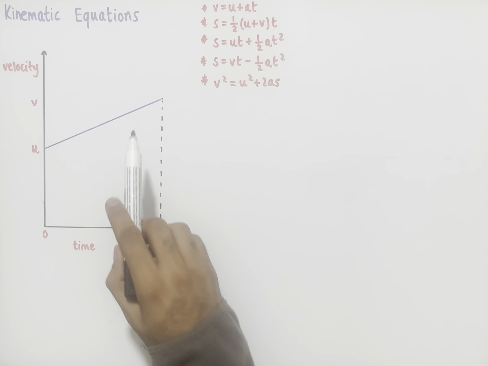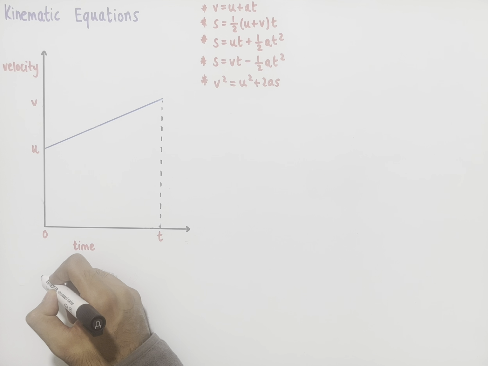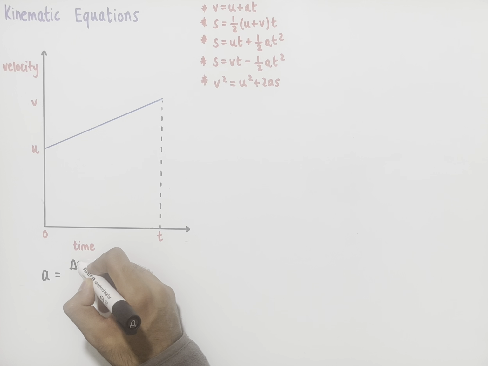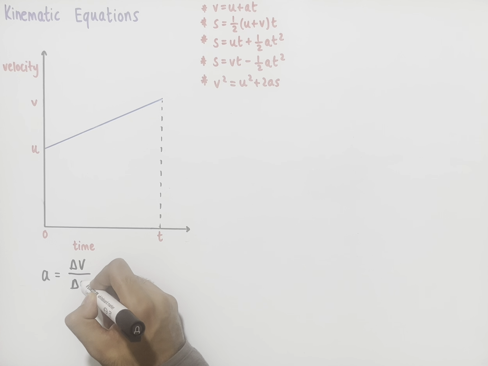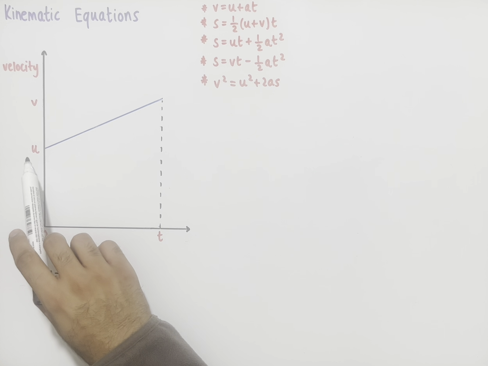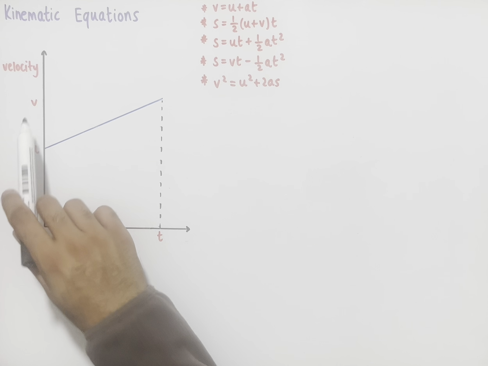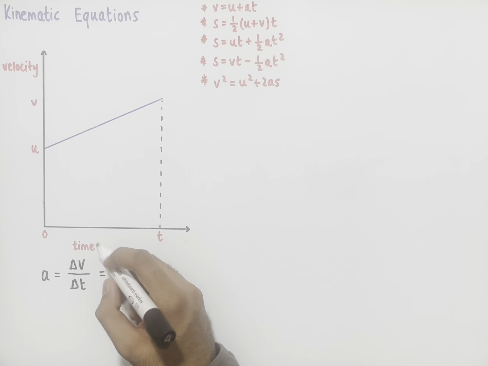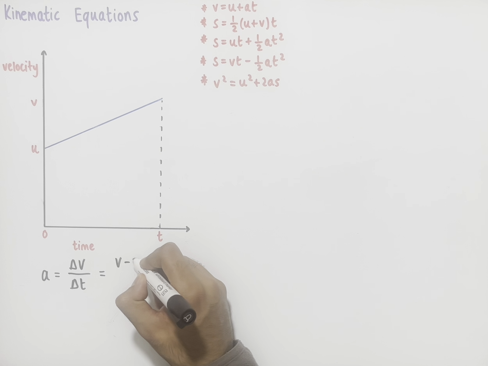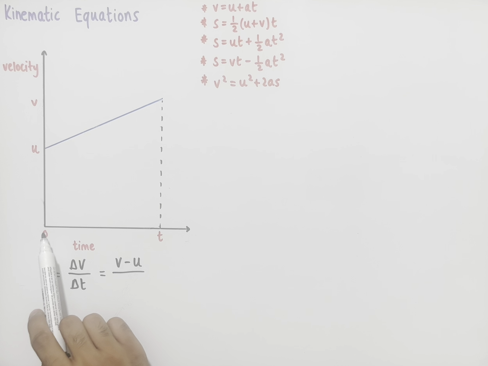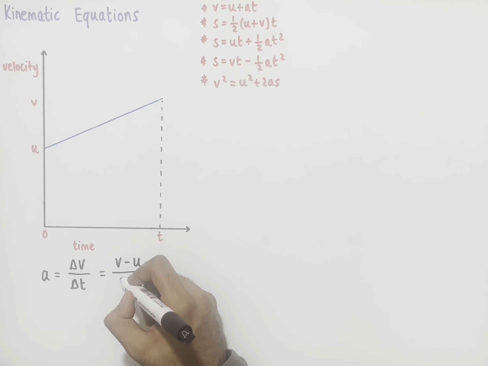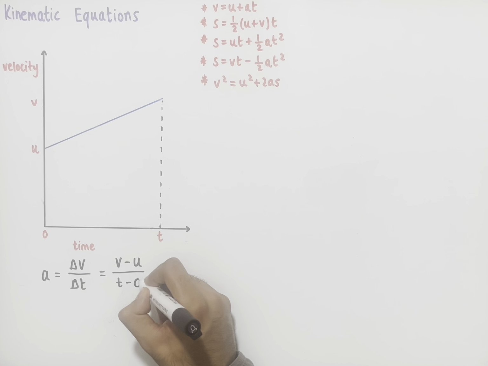Now on a velocity time graph, the acceleration, which we'll call a, is equal to the change in velocity over the change in time, which if we look at the graph in this case, we have an initial velocity of u and a final velocity of v. And so the change in velocity between the start and the end is v minus u. And then the change in time is the start time, which is at 0, and the end time, which is t. So this gives us t minus 0.